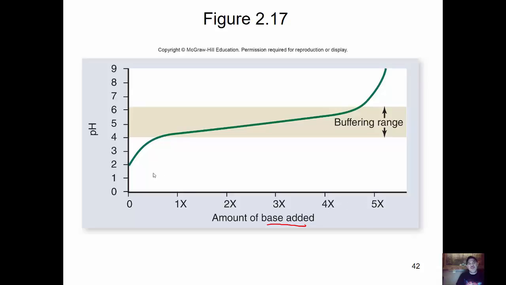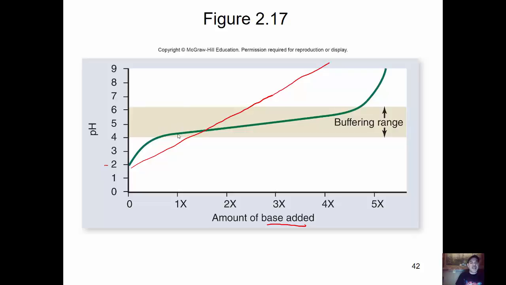And so let's say our solution starts off slightly acidic, and we have a buffer in it, right? So we have a buffer in there. If we start adding a base to it, then we should see this linear, I'm going to draw that here, this linear increase as we add more and more of the base. We should see this linear increase in the pH.